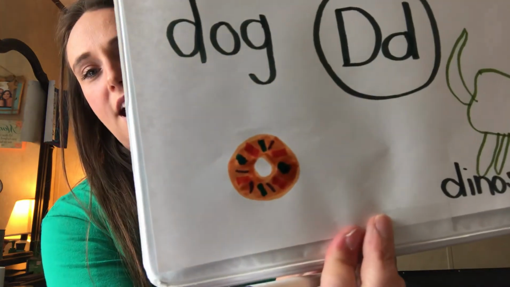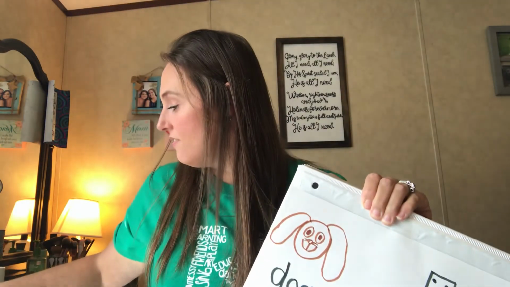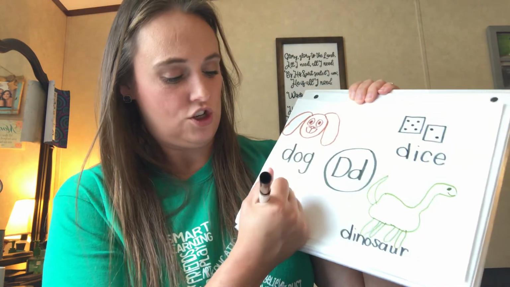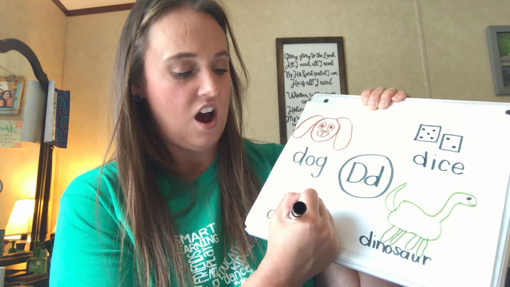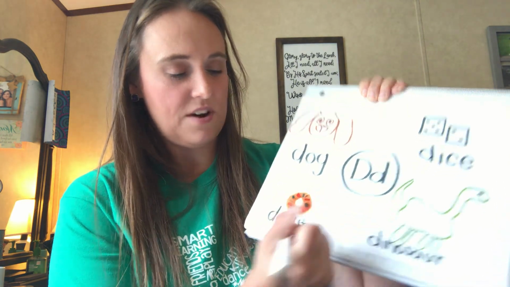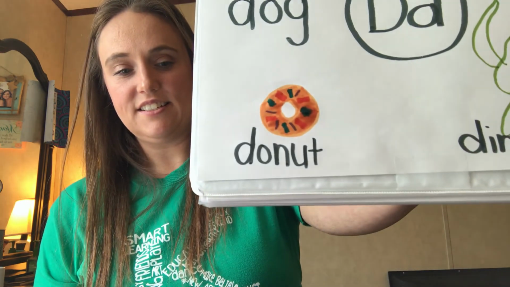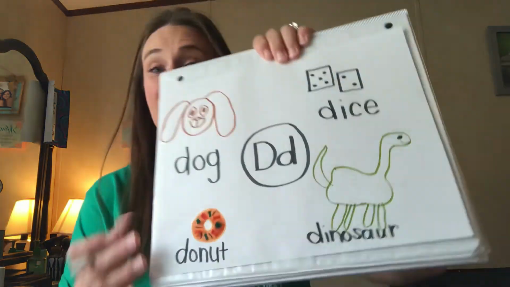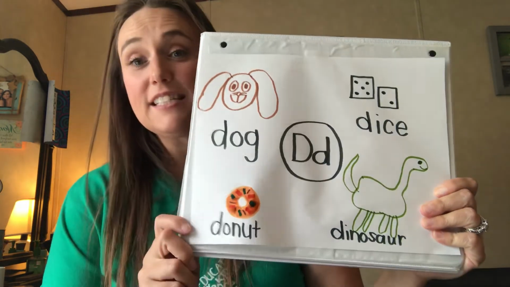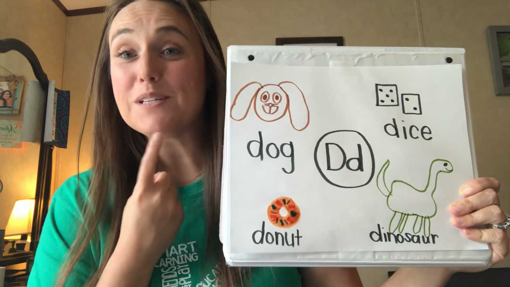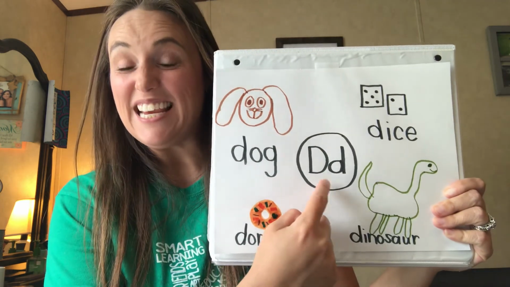There's Miss BJ's donut. What is the first sound in donut? D. Good job. How do we spell D? With a D. Good job. Donut. Good job. Here's our letter D map filled with things that begin with a D, D, D. How do we spell D? With a D. Good job.